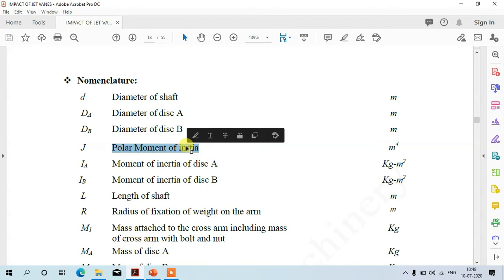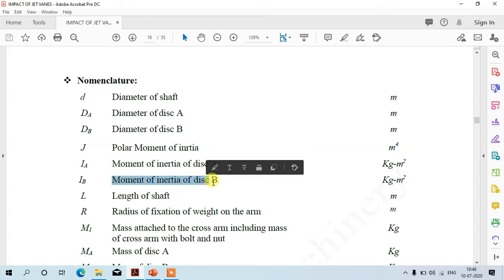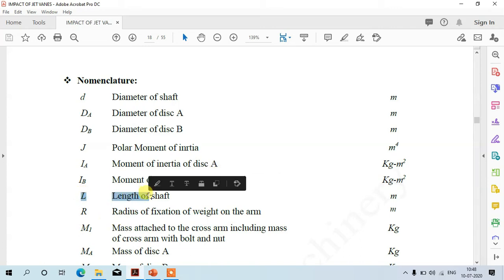J is the polar moment of inertia of the shaft. IA is the mass moment of inertia of disc A. IB is the mass moment of inertia of disc B. Capital L is the length of the shaft.